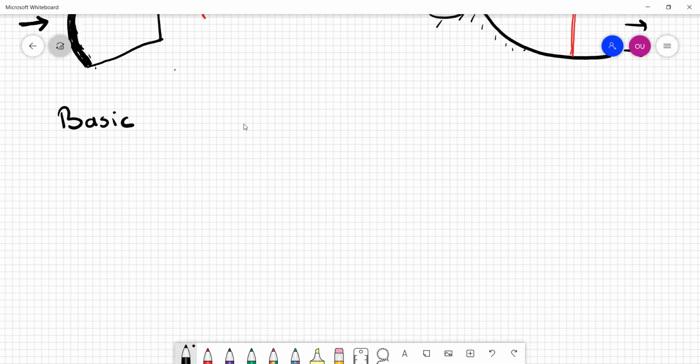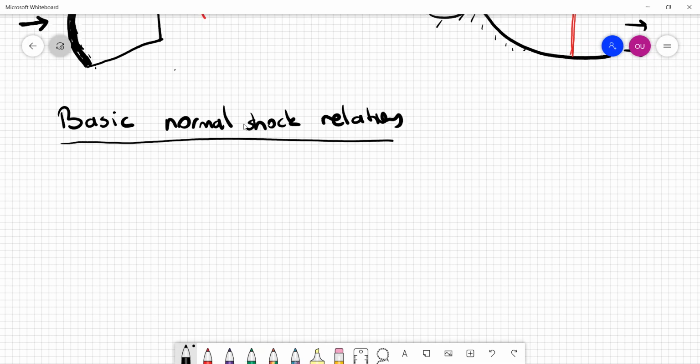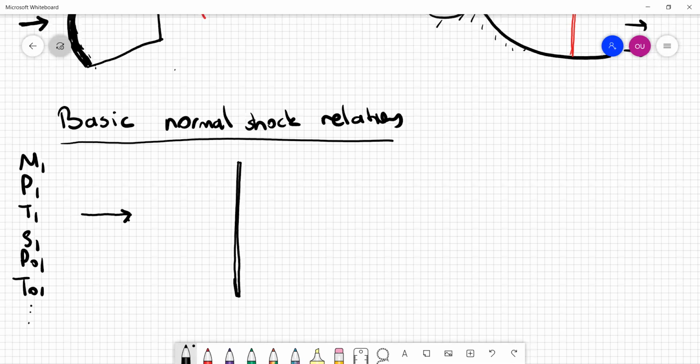So, basic normal shock relations. This is our topic. Okay. So basically, what we are interested in is that we do have a normal shock wave sitting in the flow, and we do have a flow incoming at 90 degrees to that. Our conditions before the shock wave are our list: Mach number, pressure, temperature, density, stagnation pressure, stagnation temperature, and the list goes on and on like that.